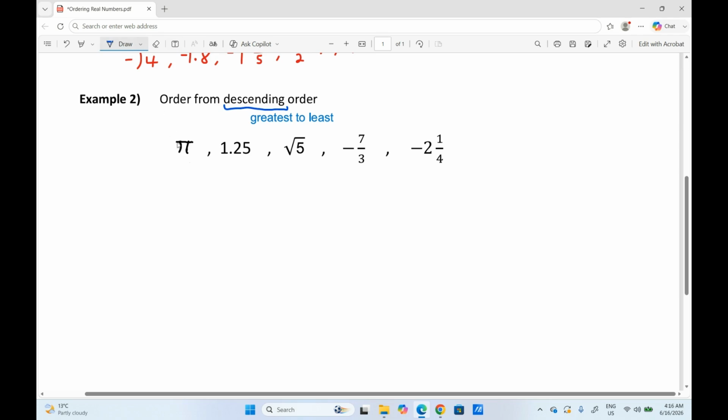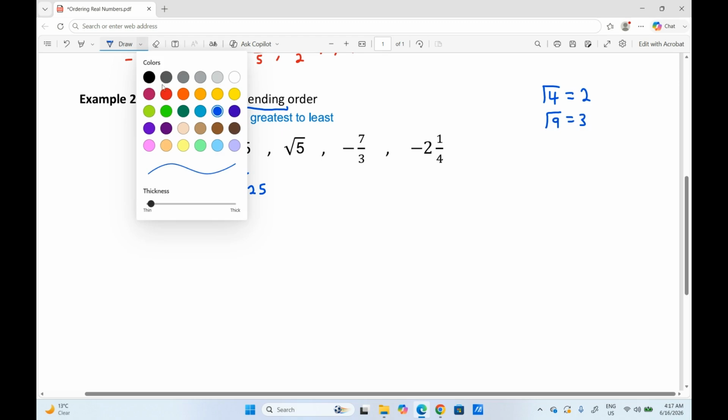In this case here, let's try to convert everything to a decimal so I can compare as a decimal. Now this is pi. Pi we know is approximately 3.14, right? This number is already a decimal, it's 1.25. The square root of 5, now this is where it gets a bit tricky. We know the square root of 4 is equal to 2. That's a perfect square. We also know that the square root of 9 is equal to 3.